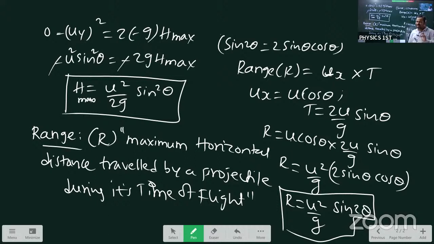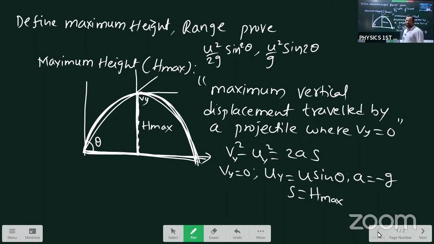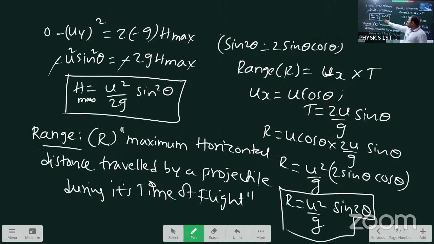In this 4 marks question, SAQ, there are 4 steps. First, the statement: the maximum vertical displacement traveled by a projectile where Vy equals 0. They give 1 mark for this. Then v square minus u square equals 2s. After that, substitute directly to get H max equals u square by 2g sin square theta. The equation v square minus u square equals 2s is compulsory. Here, definition 1 mark and equation 1 mark, 2 over.